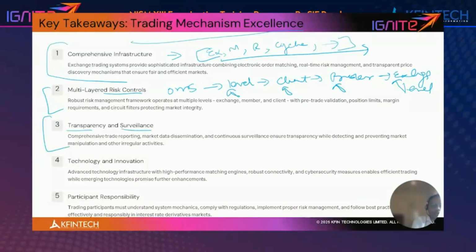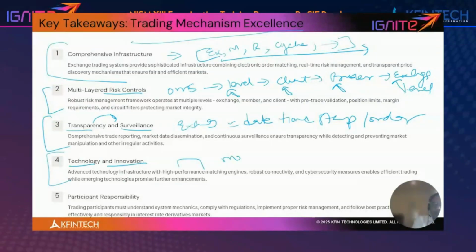Transparency and surveillance. Transparency is guaranteed at least in the Indian market because the exchange provides the date and timestamp along with other order details. Continuous technology innovation. This is required because today more and more people are joining, so the scale is increasing day by day and the peak volumes are also increasing.